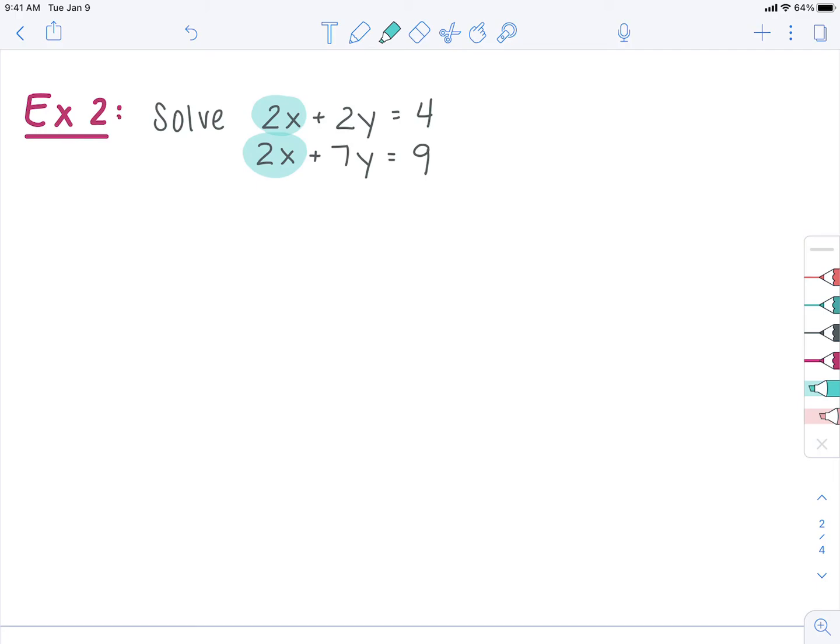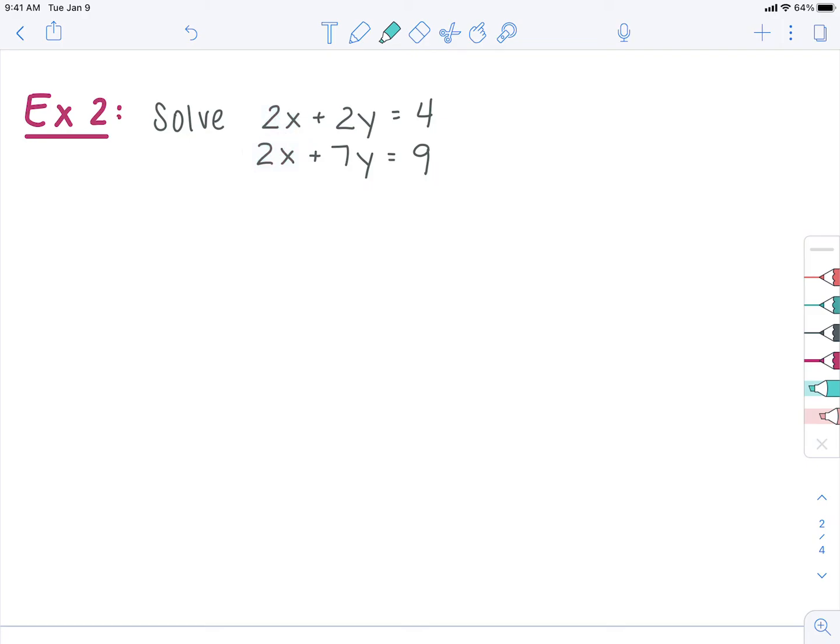So in this situation, I want to eliminate my x's because they are the closest thing to having opposite coefficients as I can find. My y's have a 2 and a 7 in front of them. Not very similar. I don't want to pick y.